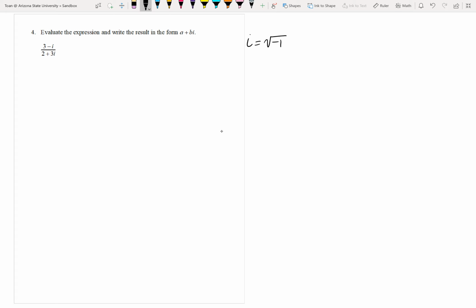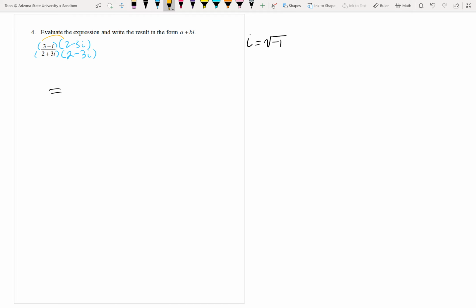So to, quote, divide these two complex numbers, I'm just going to multiply everything by the conjugate of the denominator, which would be 2 minus 3i. 2 minus 3i. And then you just go ahead and multiply, right? Just multiply it all out. So what would this give us?